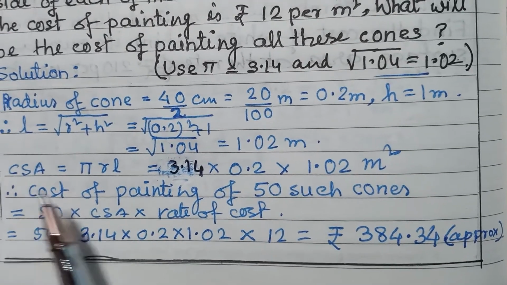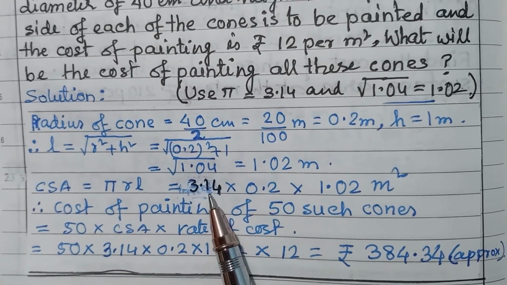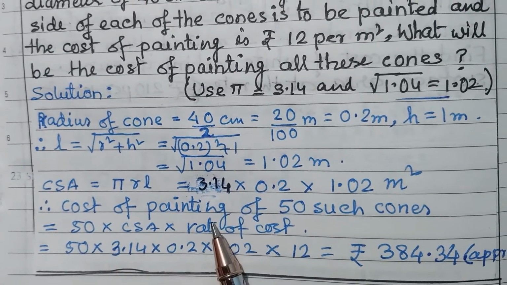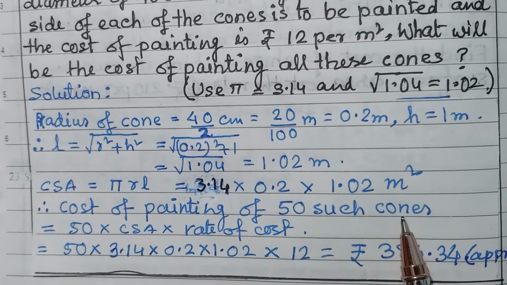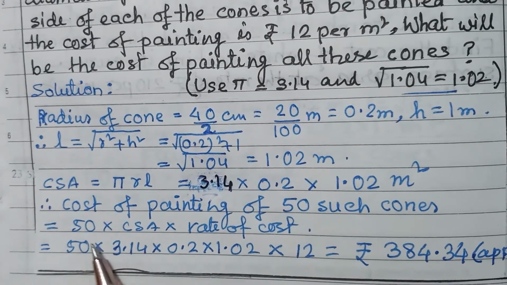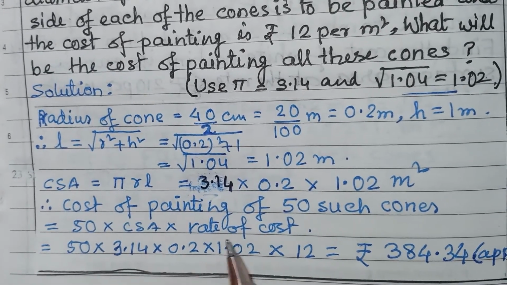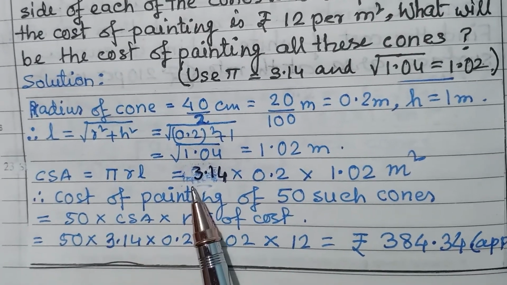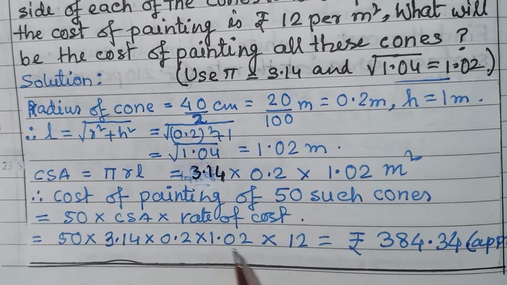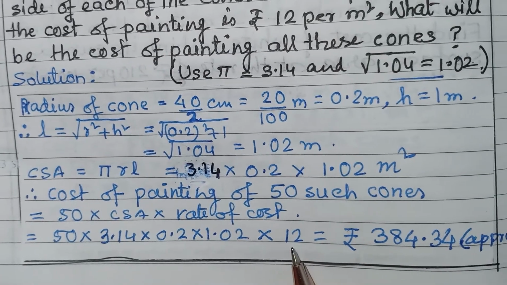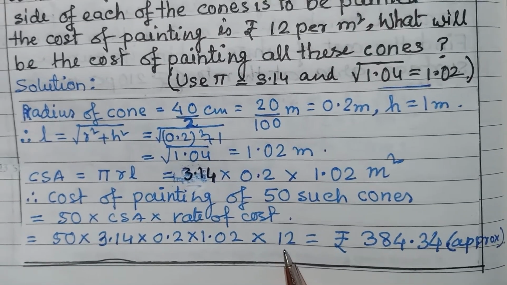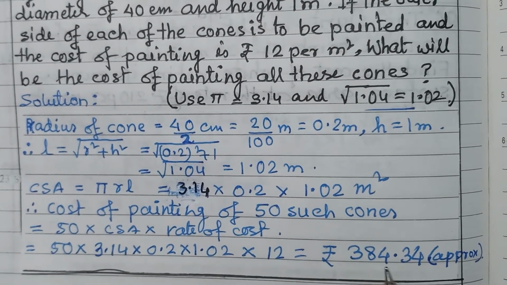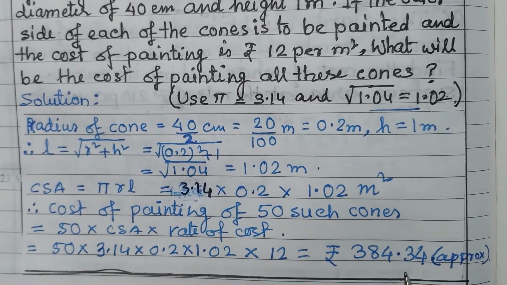So CSA is equal to pi RL. Again substitute the values. Now the cost of painting 50 such cones is 50 into CSA into rate of cost. So 50 into CSA, this one is the CSA, and the rate of cost is rupees 12 per meter square. So the total is rupees 384.34. Okay.